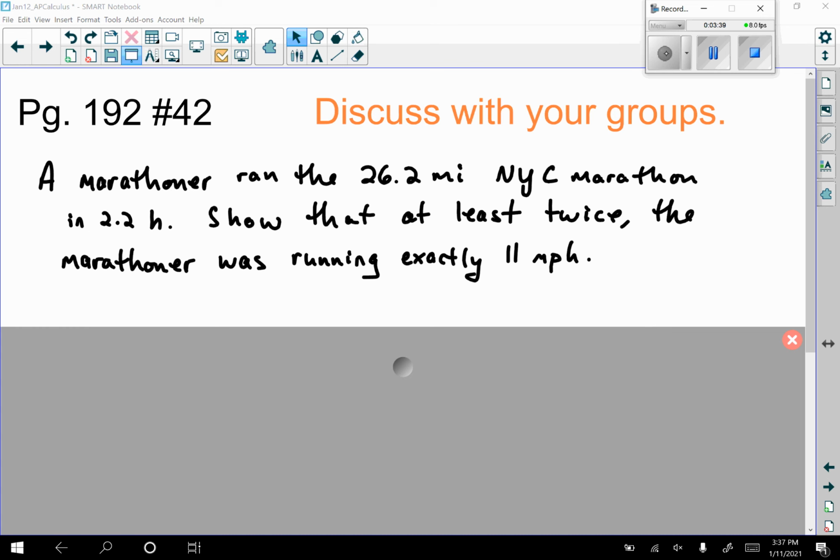But it's a marathoner, ran the 26.2 mile New York City Marathon in 2.2 hours. Show that at least twice the marathoner was running exactly 11 miles per hour. So pause the video, give yourself about 5 minutes to really focus more on this problem. Even if you did it last night, or maybe you just kind of looked it over and said you'll come back to it, or maybe you weren't sure what to do. Give yourself about 5 minutes now to really think about this, and I'll give you a hint. We're using the mean value theorem to help us explain this, to help us answer this.